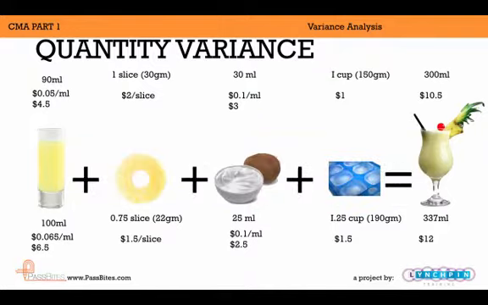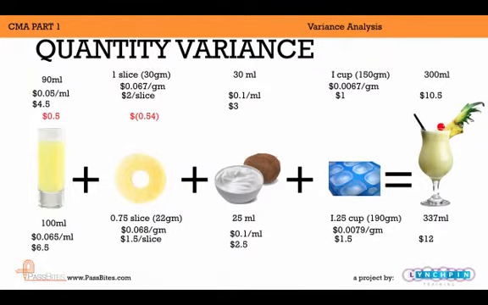So here the per unit actual quantity for pineapple juice is 100 milliliters, standard is 90 milliliters, and the standard rate is 0.05 per milliliter. Taking a difference of that and multiplying with the standard price, it gives us an unfavorable variance of $0.5. For pineapple slice, similarly, standard quantity will be matched against the actual quantity and multiplied with the standard rates. It will give us a favorable variance of 0.54.